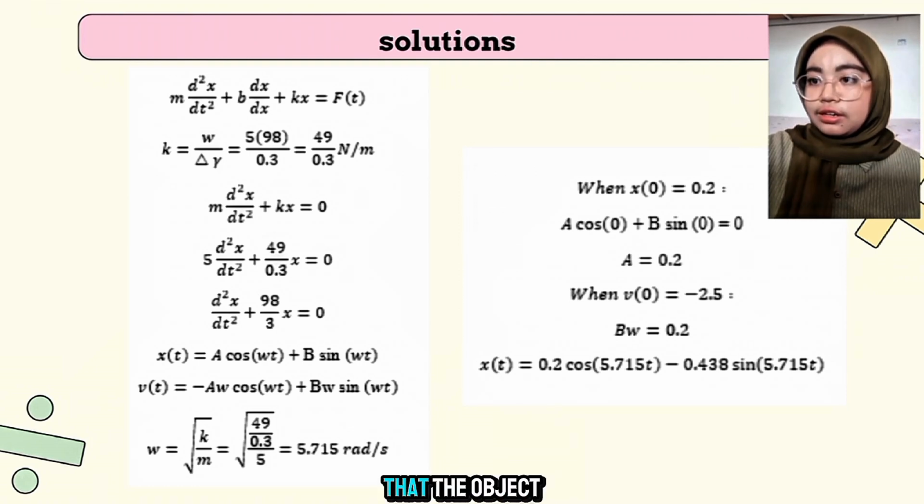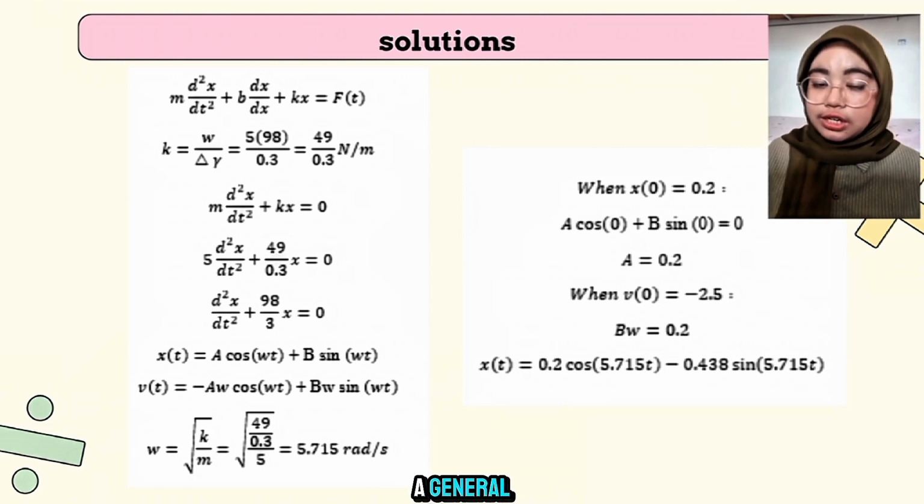It also says that the object is released upward with the velocity 2.5 meter per second. So v(0) is equal to 2.5. Now substitute into v(t). So v(0) is equal to negative a omega sin 0 plus b omega cos 0 equal to b omega. So b is equal to 2.5 over omega, equal to 2.5 over 5.715, equal to 0.438. So finally, we substitute the values of a and b into the general solution to get the complete motion equation.